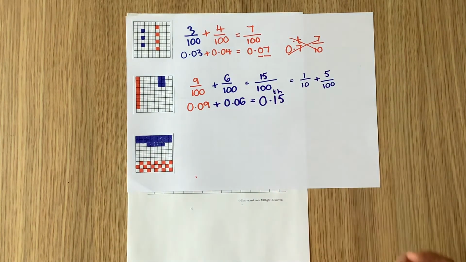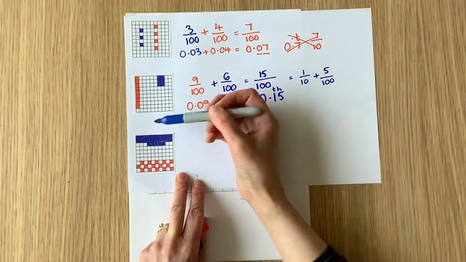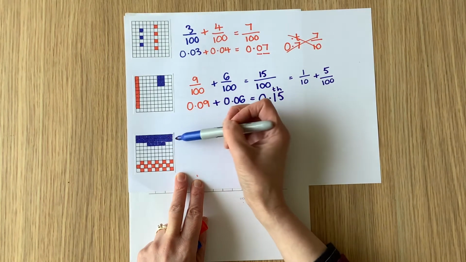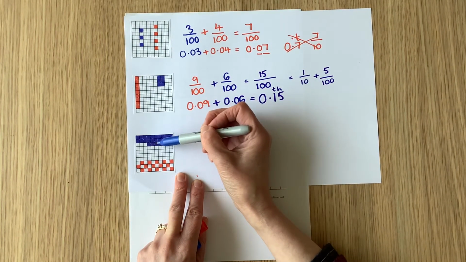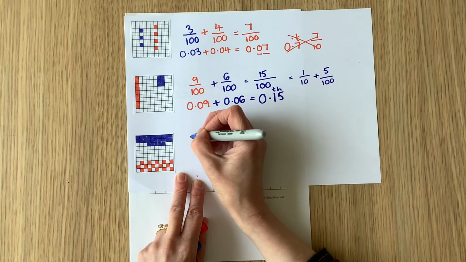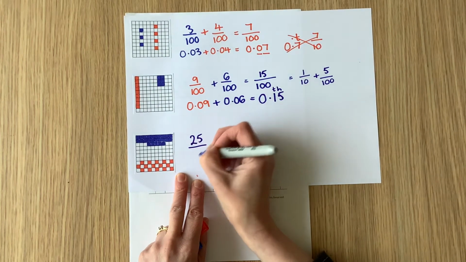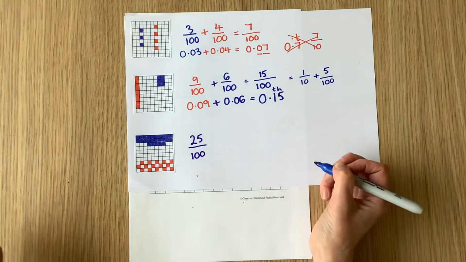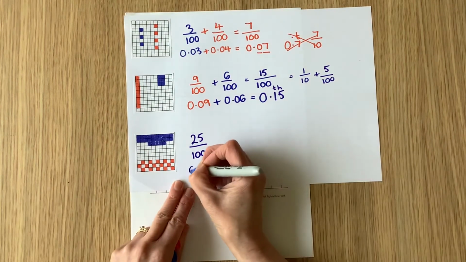Let's do one more. We'll start off with the blue one this time. How many blue have I got? Well, I've got 2 rows of 10, so there's 20, 21, 22, 23, 24, 25 hundredths. So I've got 25 hundredths. How would I write that as a decimal?